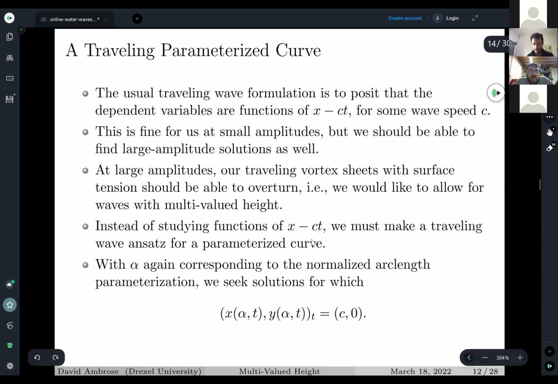Well, our traveling wave ansatz for a parameterized curve is that the velocity of the curve is (c, 0). So x of alpha, t, y of alpha, t is the position of our curve. The time derivative of that should just be (c, 0). So you have the whole curve. It just moves with speed c. Okay, that is our traveling wave ansatz. (x, y) sub t equals (c, 0).